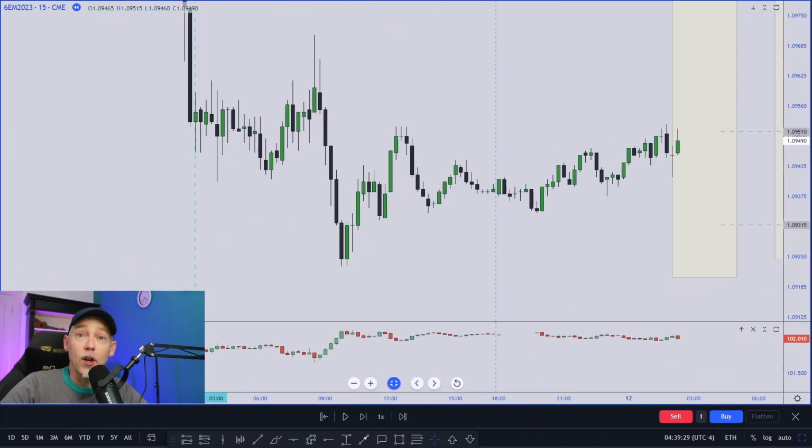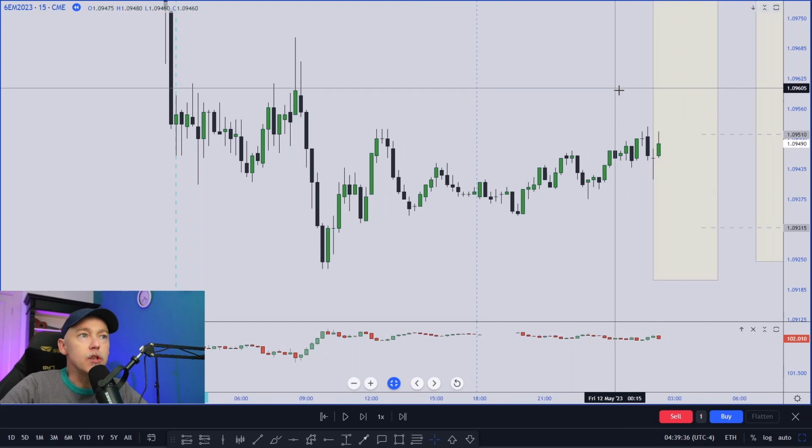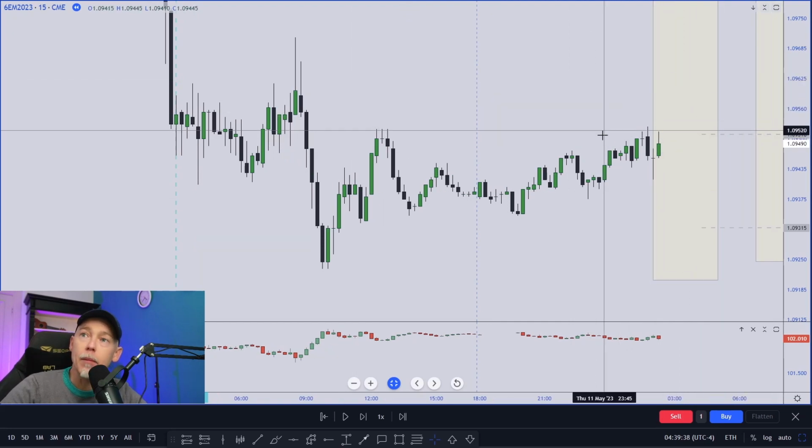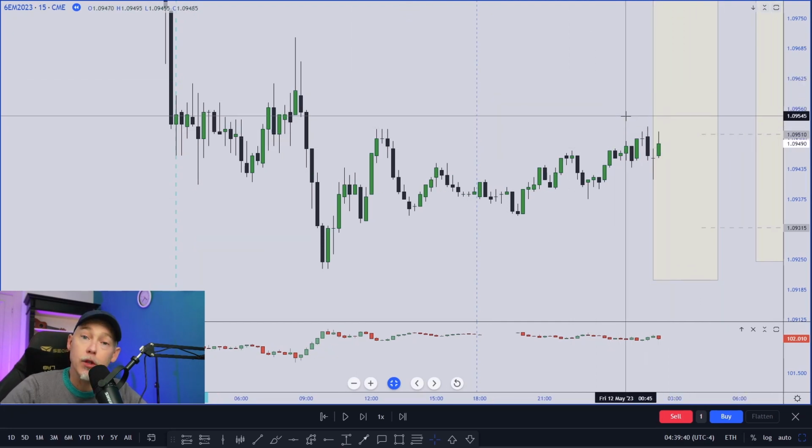So let's have a look at the trade. Right guys, so we're looking at the chart here of the 6E futures market. That's the Eurodollar. And I just went into bar replay mode so I can play back what I was seeing in real time and how I took the trade this morning.